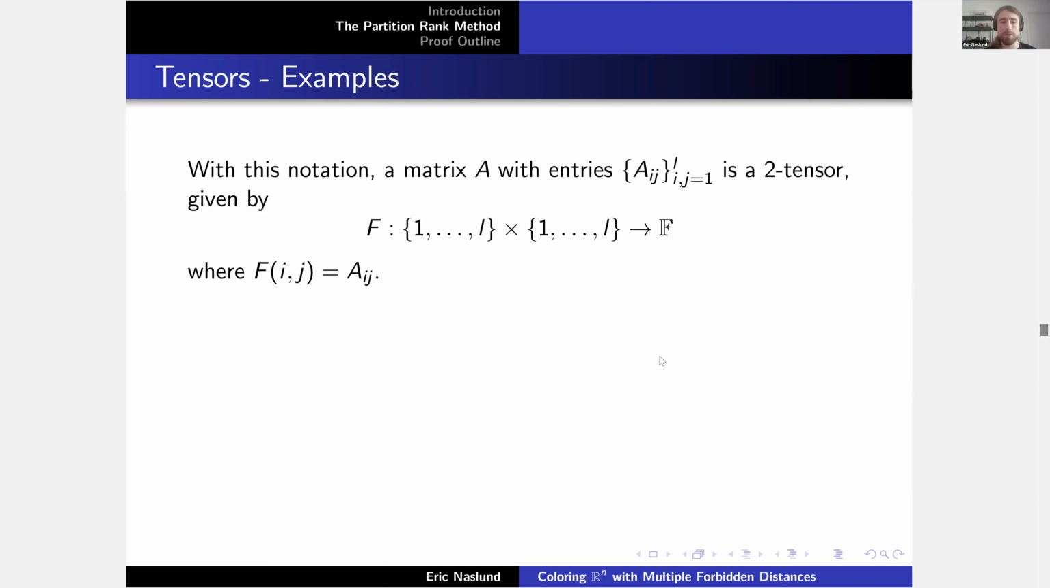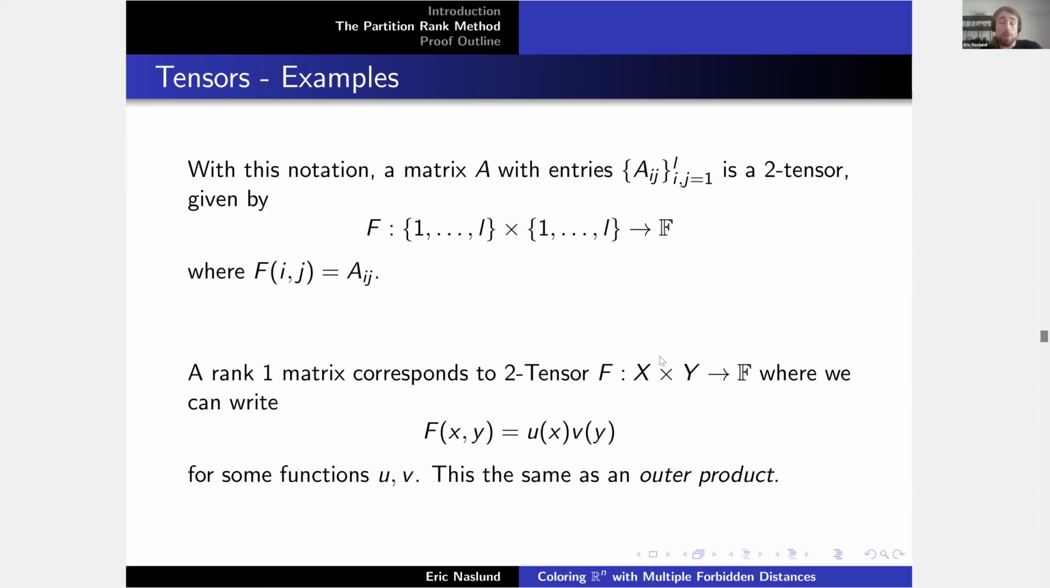It is the matrix. And a rank 1 matrix corresponds to a 2-tensor, f from X cross Y to the field, where we can write f of x, y equal to u of x times v of y for some functions u, v. This is the same thing as an outer product. So a rank 1 matrix is when I have a vector u outer product vector v, and it's the exact same thing in the function notation as u of x times v of y.